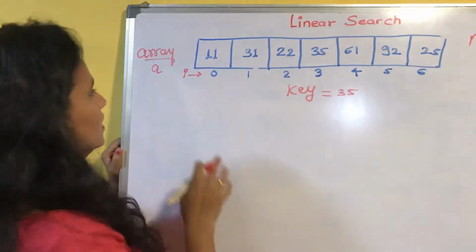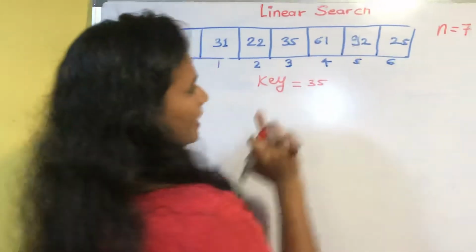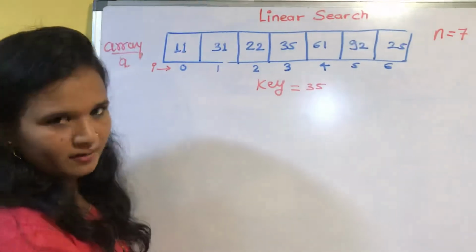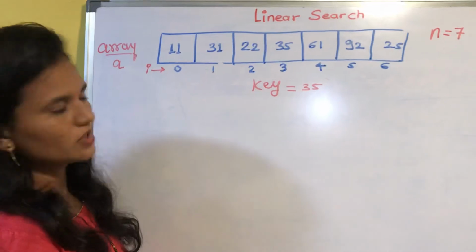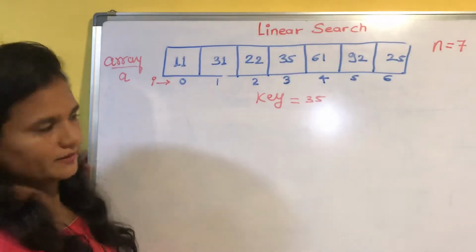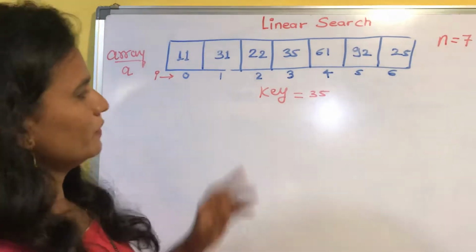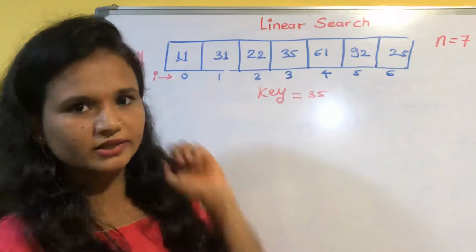Okay, now see what I have taken here: a, i, key and n. All of those are variables. Why have I taken these? Because I am going to write a piece of code in C language in which I am going to use those variables. It will be easier to understand them. Now see what we are going to do here. We are going to search for 35 in the given data structure.